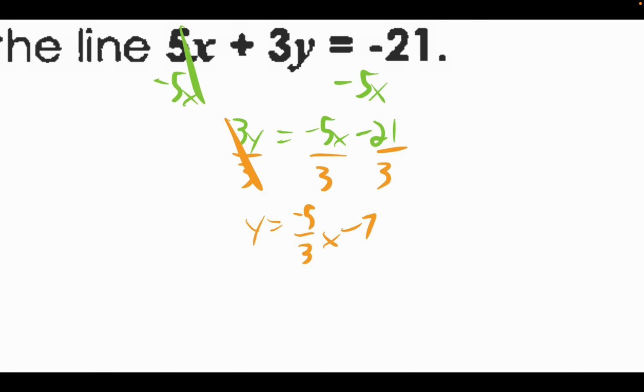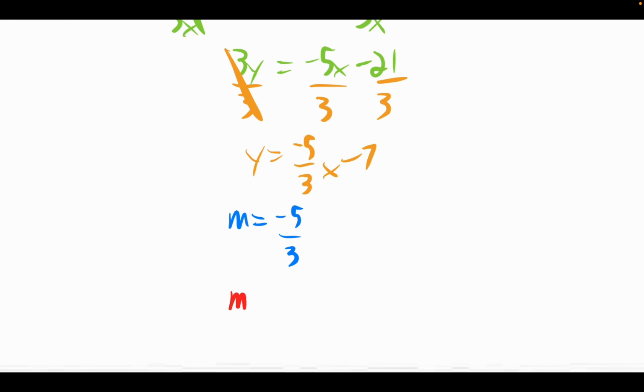Once again, the minus 7 is of zero concern to me. I do need to identify that the slope is negative 5/3. That way I can identify the slope of the perpendicular line. And that would be positive 3/5. And that is the slope I will be using.